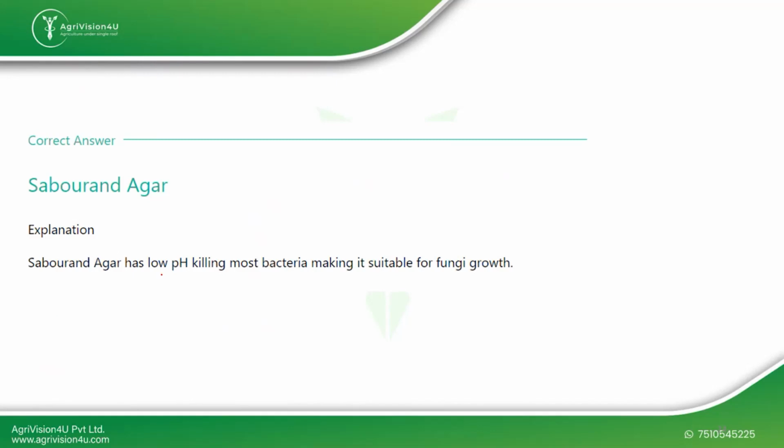Okay, and why is this agar being used? Because it has the low pH. So what will happen in low pH? Most of the bacteria is going to be killed because the condition will be acidic. Low pH means acidic condition. So most of the microorganisms are going to be killed. So that's why this becomes suitable for the growth of the fungi. So this is the correct answer.